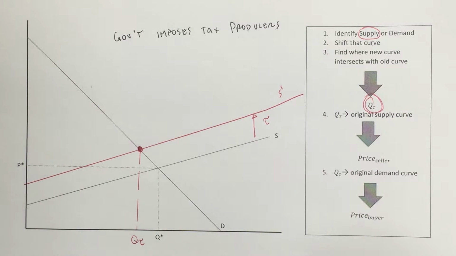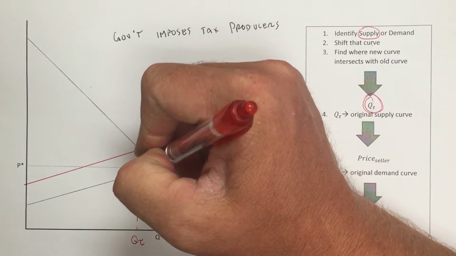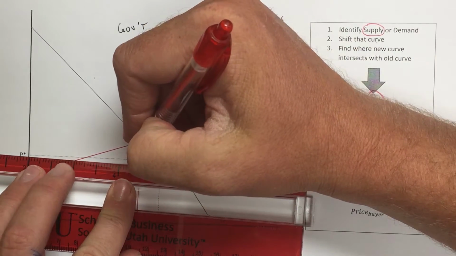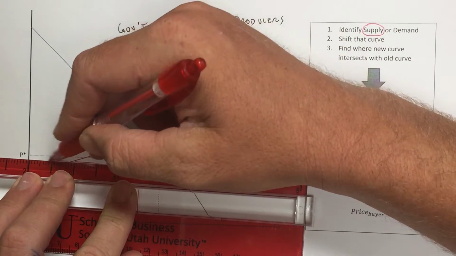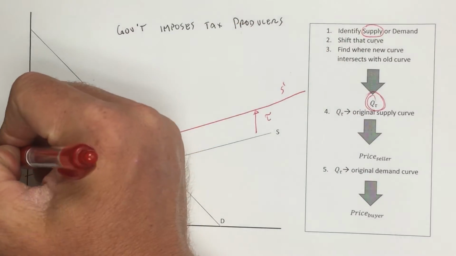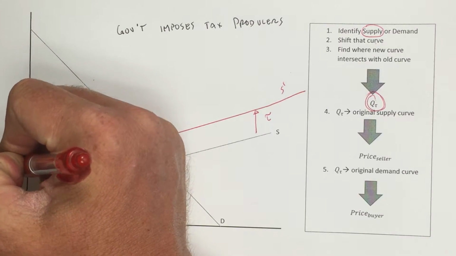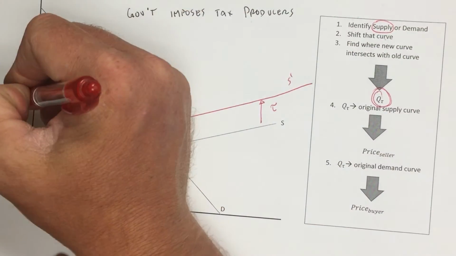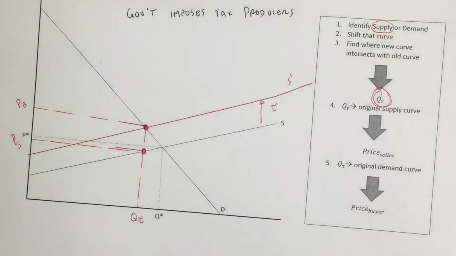Step 4 is we take that value, we put it into the supply equation, bring that across. That's the price that the seller receives. We take that Q for step 5 and put it into our original demand equation. That's the price that the buyer pays.